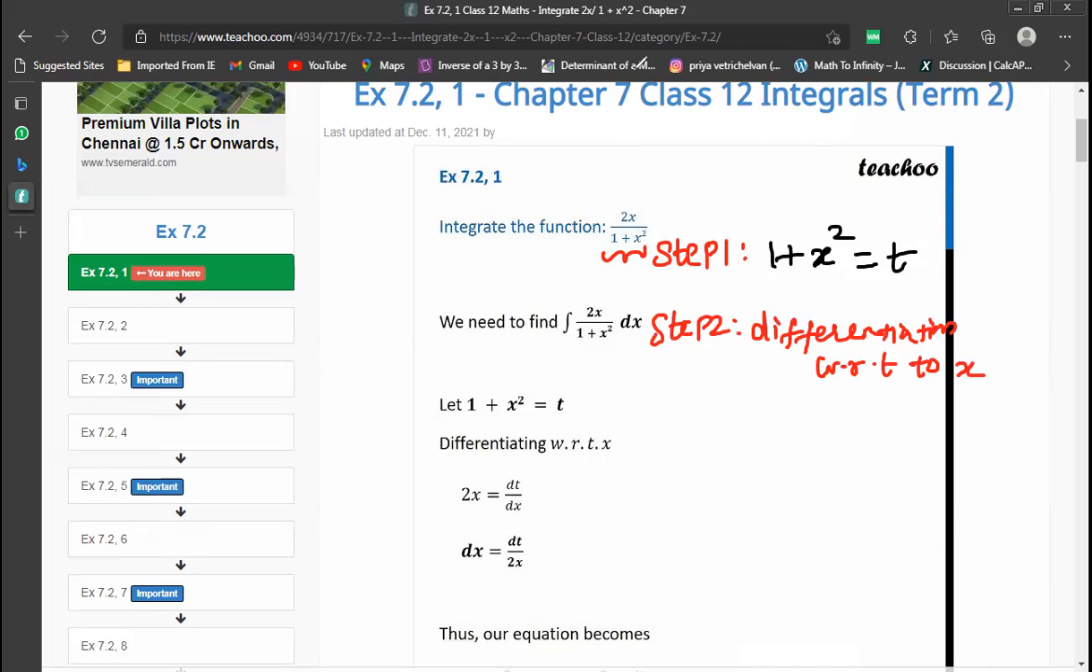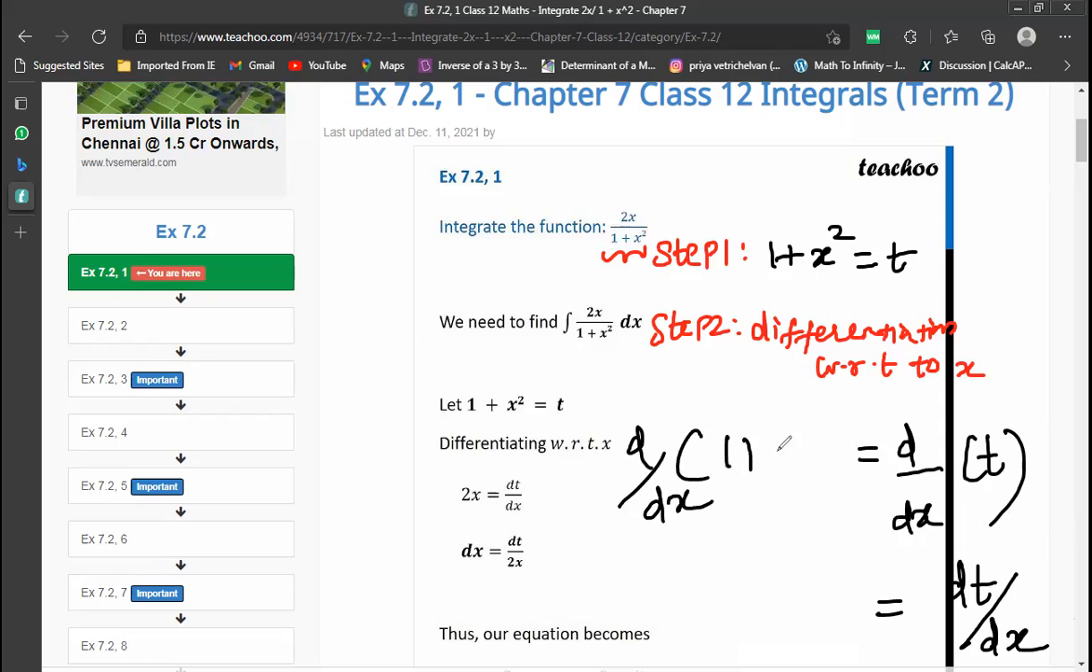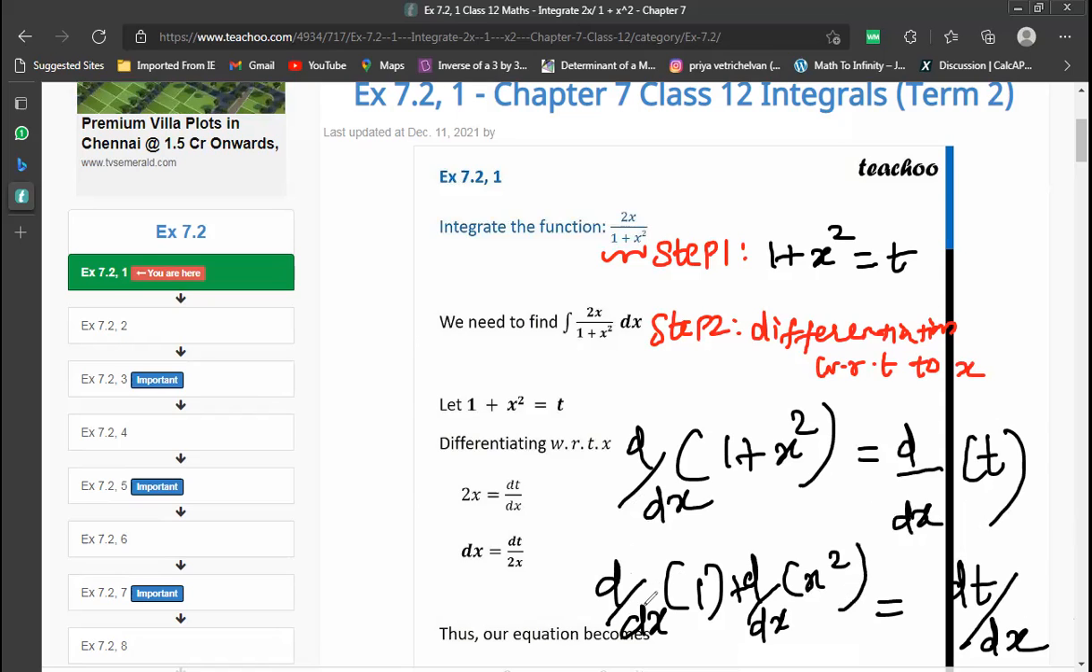When you differentiate t, you will write it as d by dx of t, which can be written as dt upon dx. And differentiation of 1 plus x square can be written as d by dx of 1 plus x square. Then you perform the differentiation after distributing them. What is the differentiation of a constant? 0. Differentiation means it's changing. You cannot change the constant. 1 is 1 only, so the differentiation of 1 will give you the result as 0.